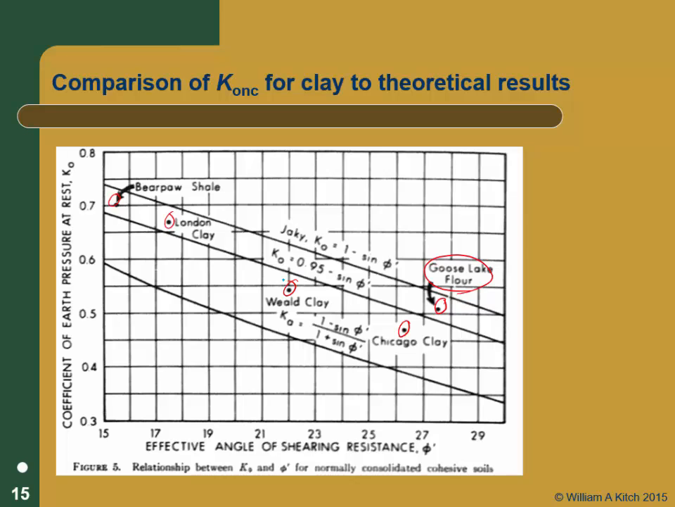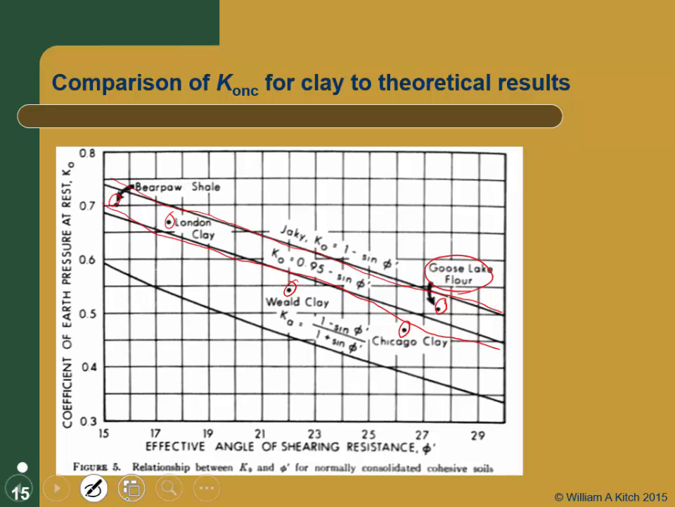Here's Jaky's 1 minus sine phi. Here's Jaky's 0.9 minus sine phi. Brooker went back and read the paper. And we'll talk about this line later, but this is the K active line. We'll talk about that one later. So these are actually doing a better job in terms of a linear fit. They seem to be lower than Jaky's equation by a little bit. This is under normally consolidated conditions, but the linear fit's better than it was with sands.